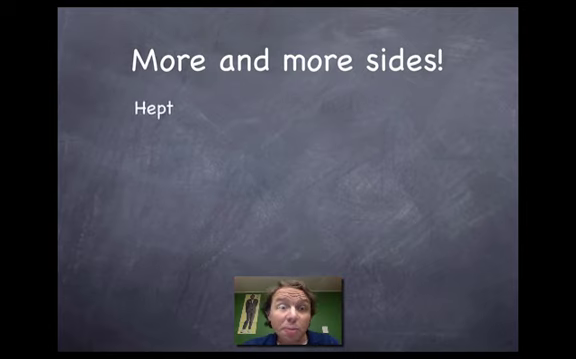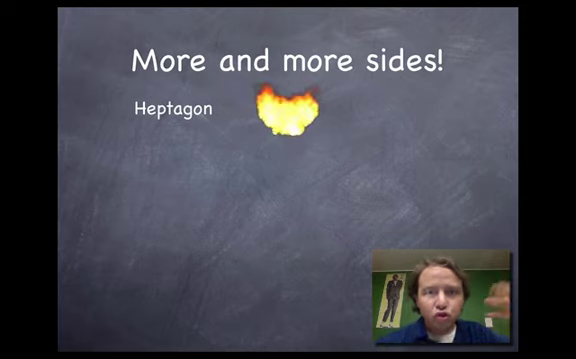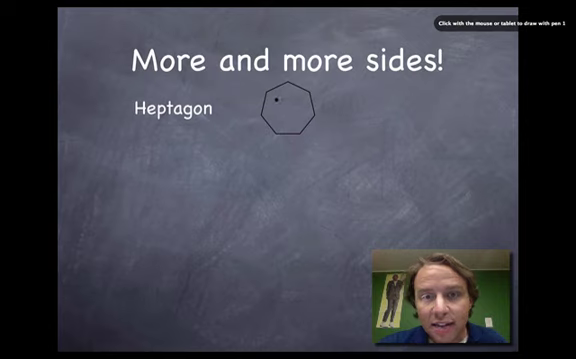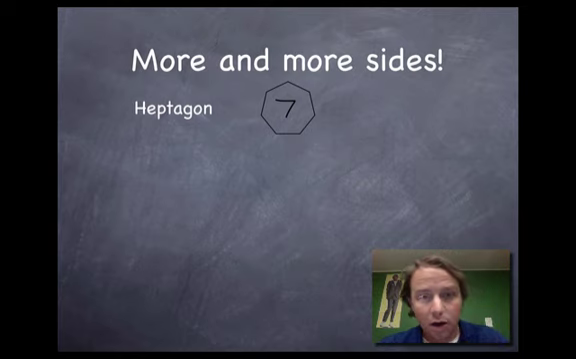How about a heptagon? Guess how many sides a heptagon has? Yes, you're right. A heptagon has 7 sides. Go ahead and count the sides. So hept means 7. Remember, agon means polygon. Okay, let's go ahead and look at the next one.